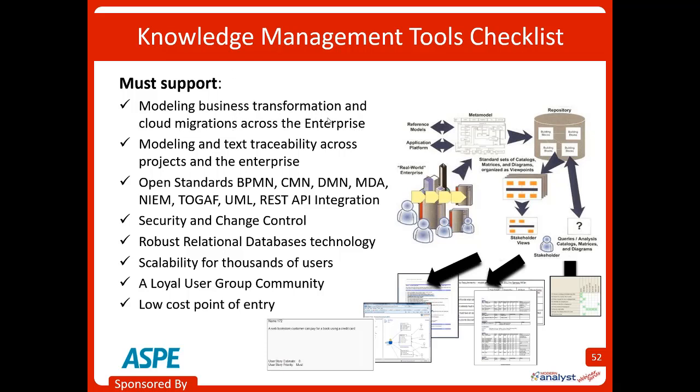Modeling business transformation and cloud migrations. As a business architect, I want to be able to see right down into the code sets. I want to see right up into the boardroom. I want to see all sides of it. Modeling text traceability across projects and enterprises. How many of you can actually see across all the projects how things are going? It also should support open standards. Very important today, REST API. That's what made Amazon the billions, the idea of a decoupled, not tightly coupled, way of having machines talk to machines.